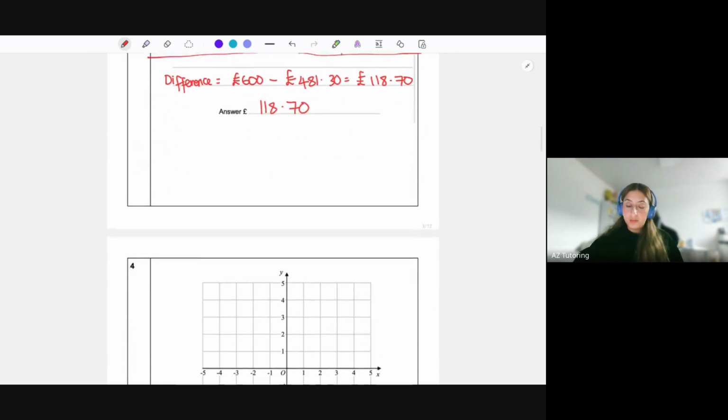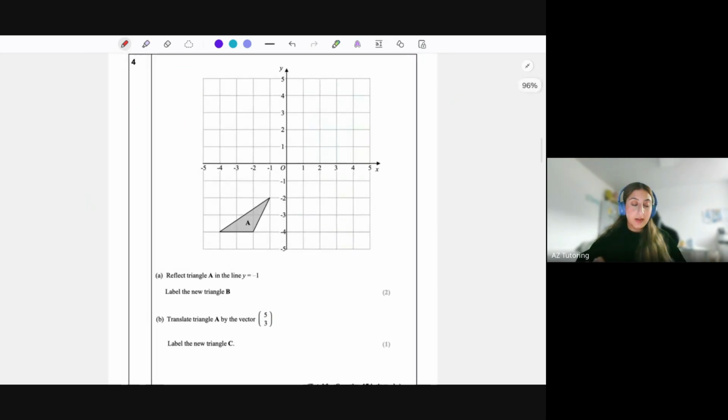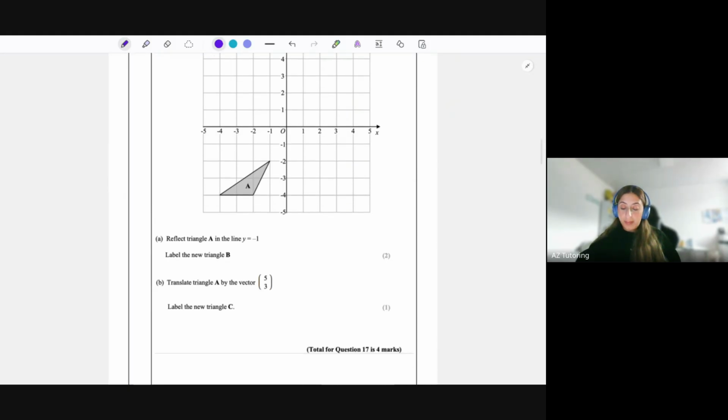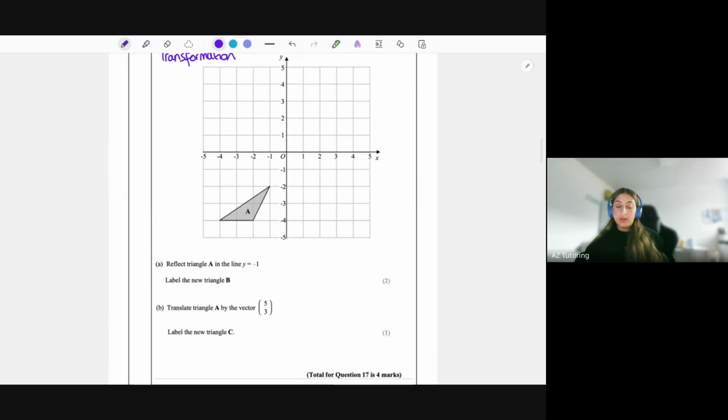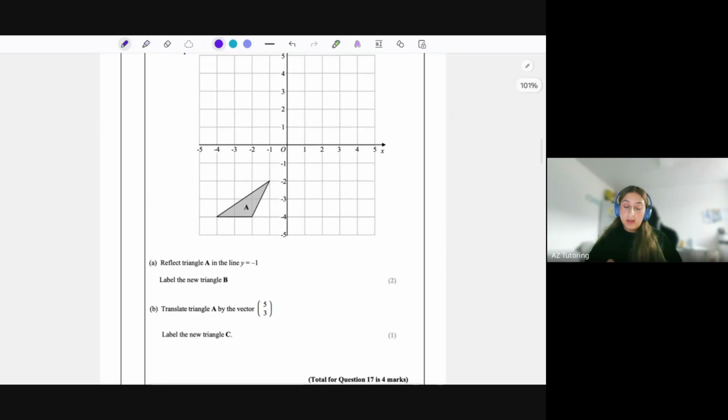Right, moving on to question 4. This is a transformation question, where they've combined two transformations. Part A says, reflect triangle A in the line y equals -1 and label the new triangle B.